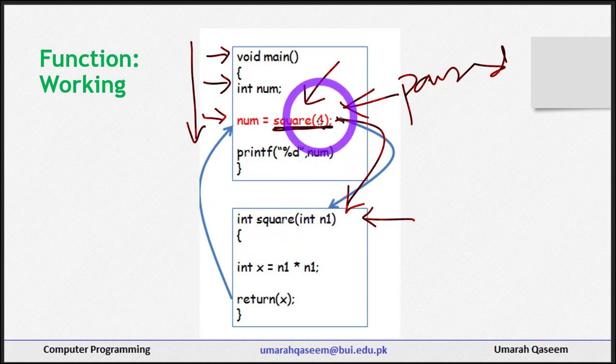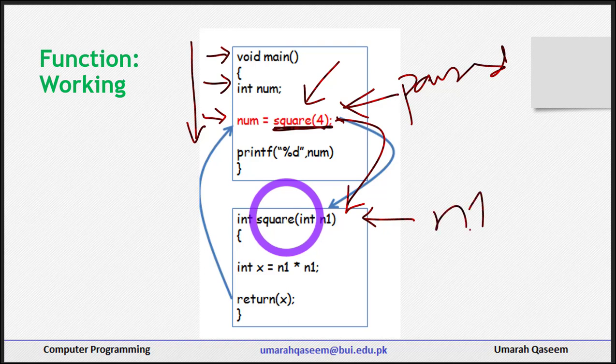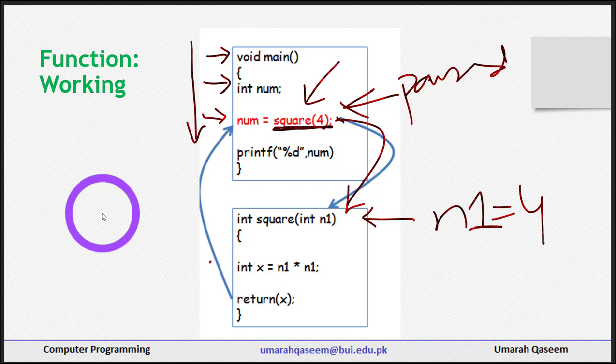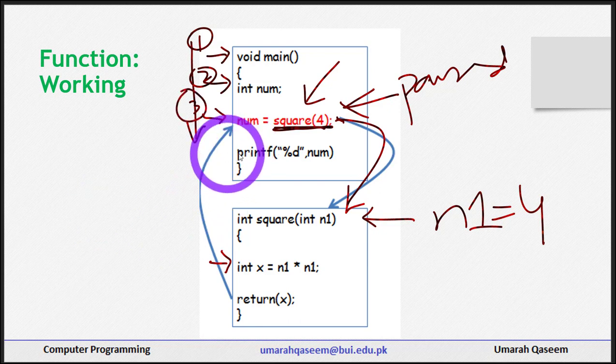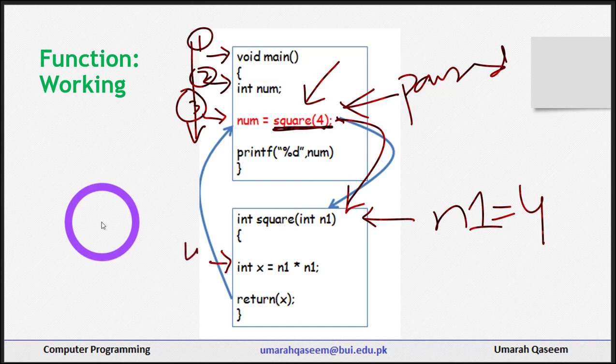So what will run? This is 4. 4 is passed to n1. Now the variable n1 is equal to 4. And the next line to be executed is this. This was the first line of the program, this was the second, this was the third. Although this is the fourth line of the program, this line won't run. The function square is called, so the control will go down below, and then the fourth line to run will be this line.